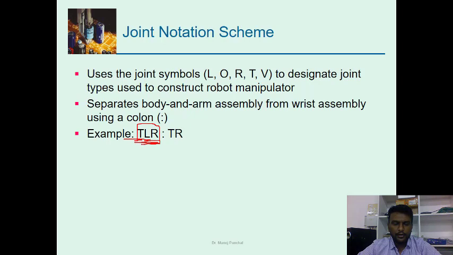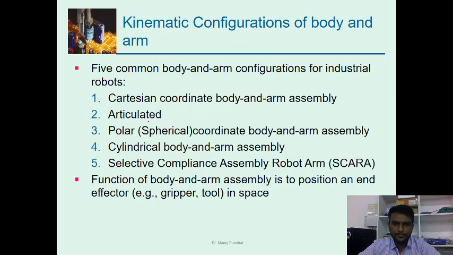These 3 are the motion of the body and arm assembly. Now if you want to represent the motion of the wrist assembly, you need to include a colon, and then the motion is TR. So the wrist has 2 motions, twisting and rotation. So we have a total of 5 motions, right? 5 degrees of freedom. Next we will see the kinematic configuration of body and arm in the next lecture. Just for your introduction, we have 5 types of body and arm configuration that are generally used in industries, that we will see in lecture number 2.